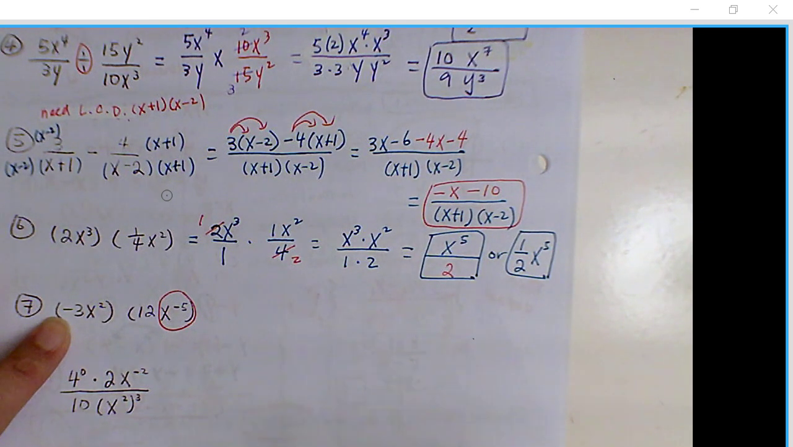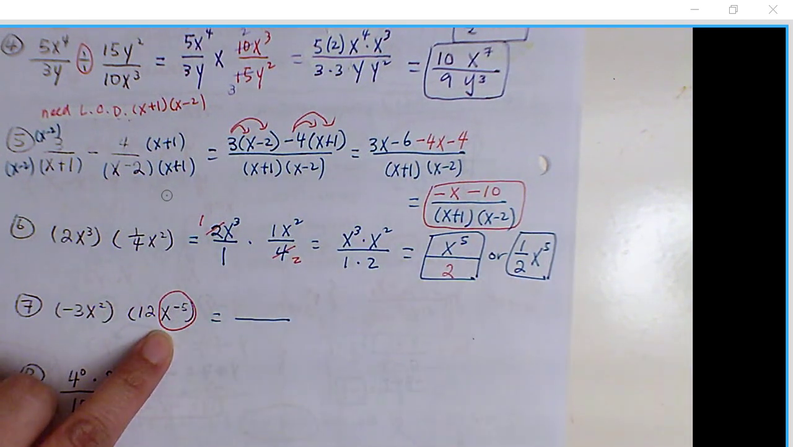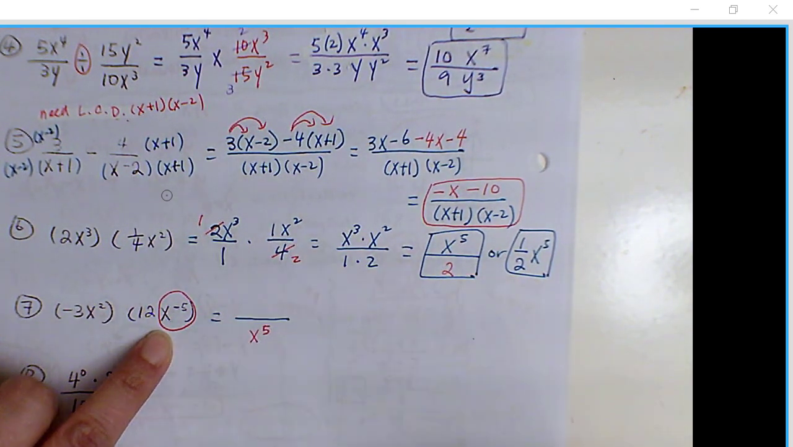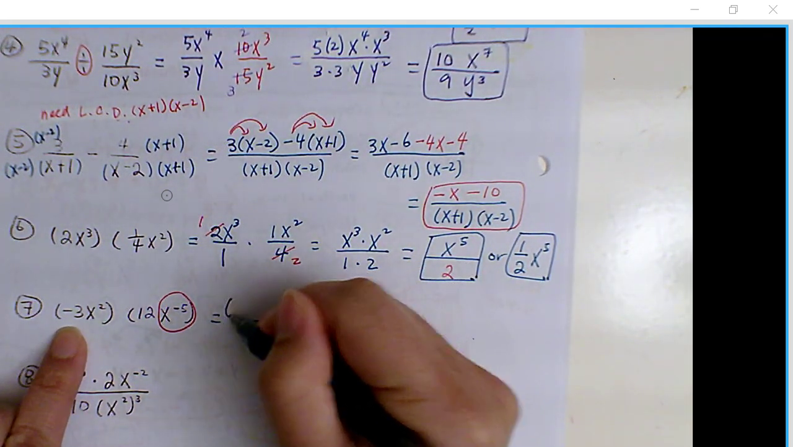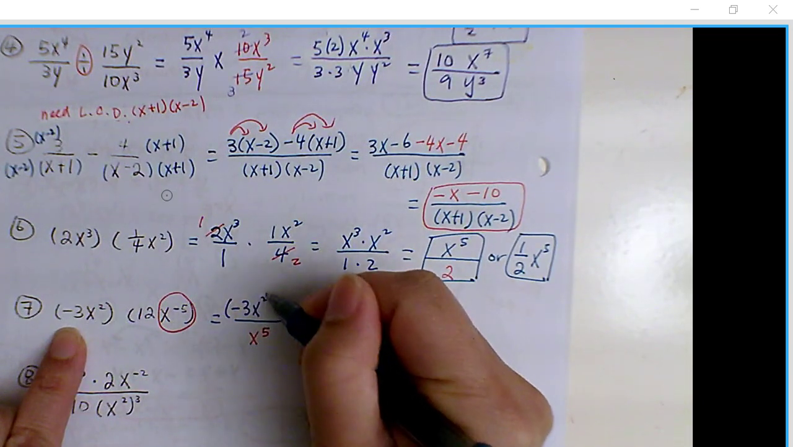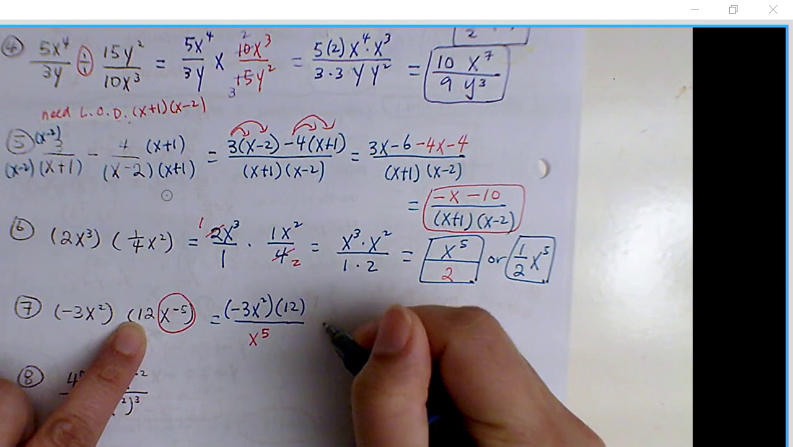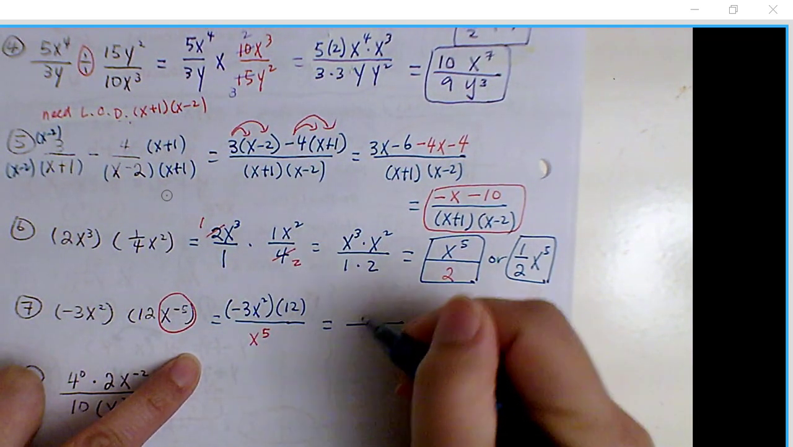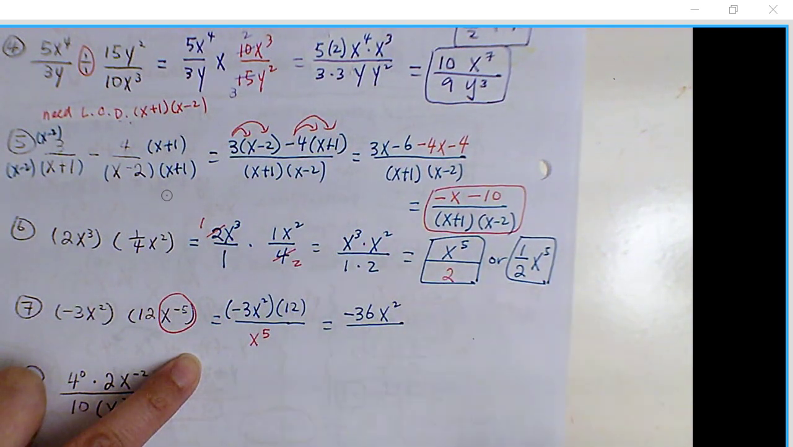So if I write that as a fraction, then my negative exponents need to go to the other side to turn into positive, but the rest of them will stay on top. So on top, we have a negative 3x squared. We also have 12. So we will multiply them together. So to multiply them together, negative 3 times 12 is negative 36, and then we have x squared. At the bottom, we have x to the 5th power, right?